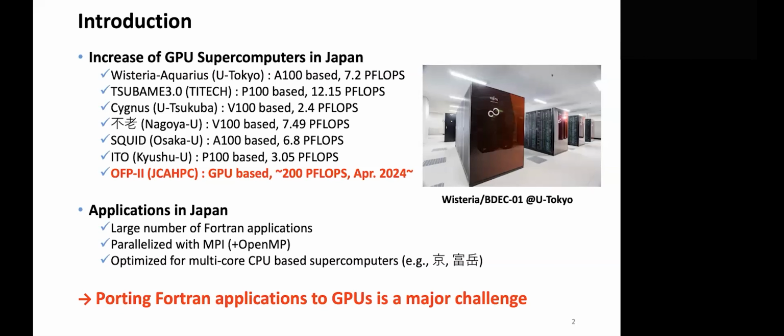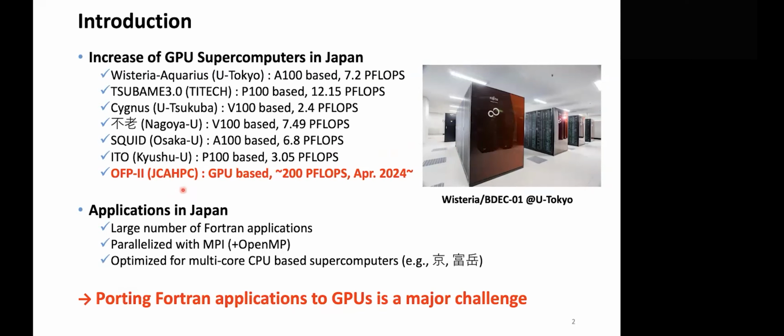I would like to introduce the Japanese situation about GPU environment. In recent years, many universities have installed GPU supercomputers. At the University of Tokyo, we are operating Wisteria VDEC. The majority of this supercomputer is a group of nodes equipped with A64FX, same as the Fugaku supercomputer. But some are equipped with NVIDIA A100 GPUs.